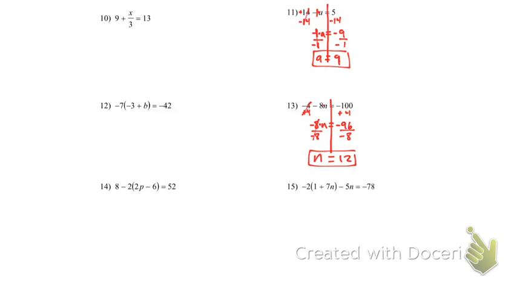Let's jump to 15. So 15, we do have distributive property here. So let's distribute. That's negative 2 minus 14 times n minus 5 times n. Okay. And we are ignoring the right side for now. We did distributive property. Now we're going to combine like terms. These are the like terms. This gives me negative 19n.